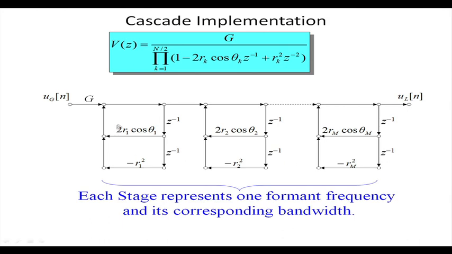Each stage represents one formant frequency. So, there will be n by 2 number of stages. If there are n by 2 stages, then n by 2 formant frequencies will be there.